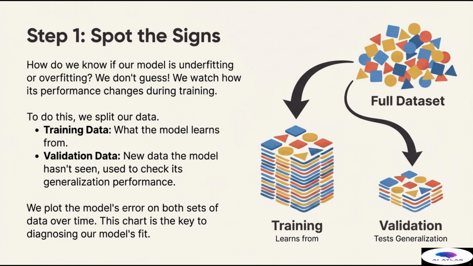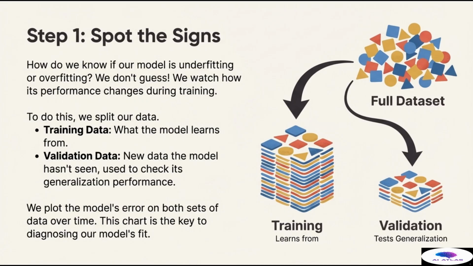First, we have the training data. This is the bulk of our data, typically 70% to 80% of the total. This is the data the model actively processes, analyzes, and uses to adjust its internal parameters and learn its rules.